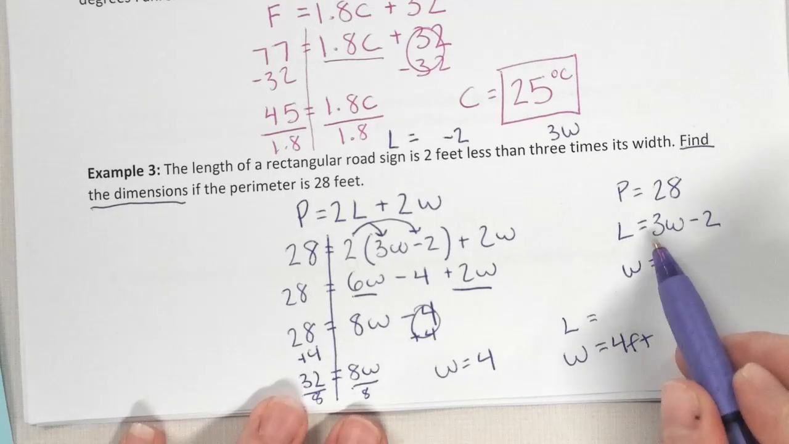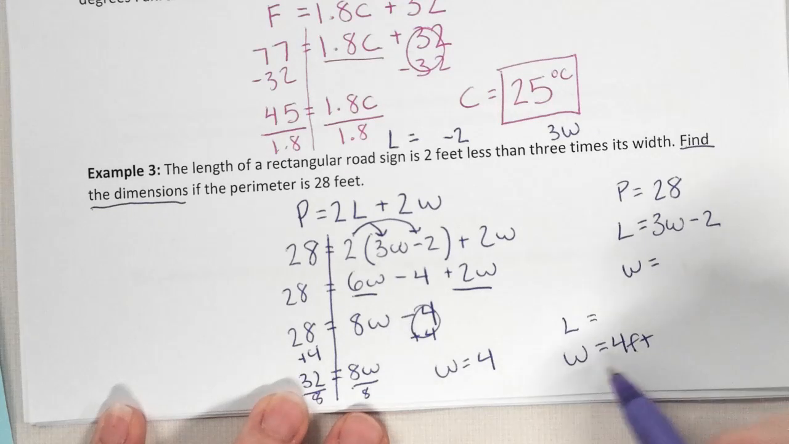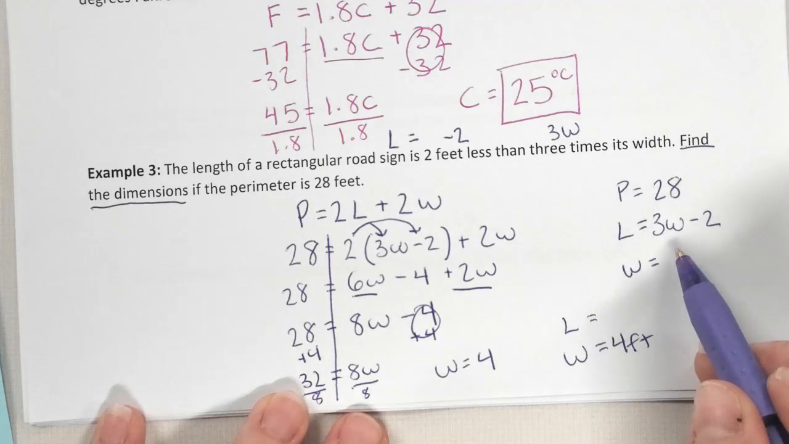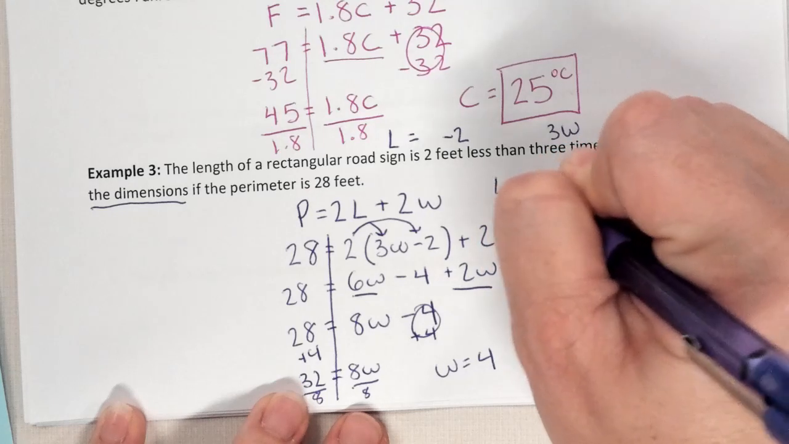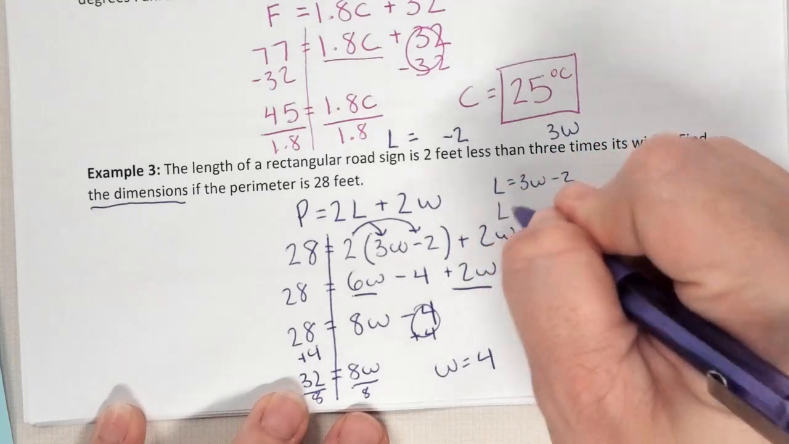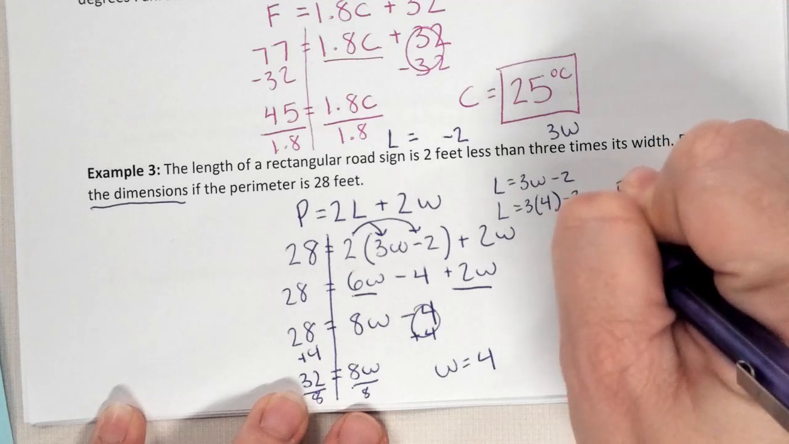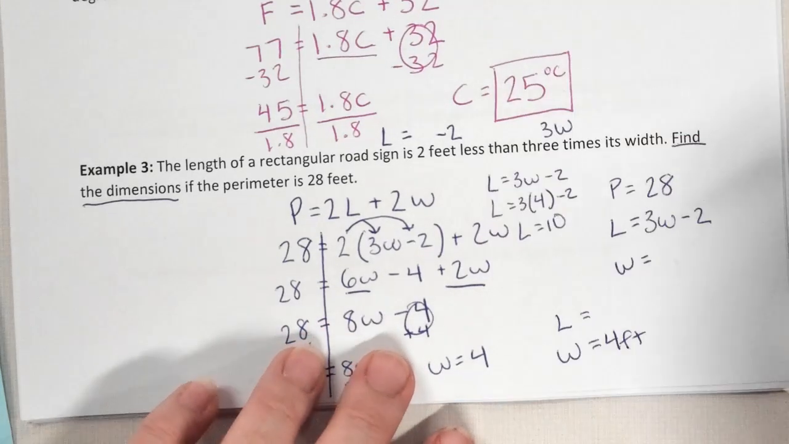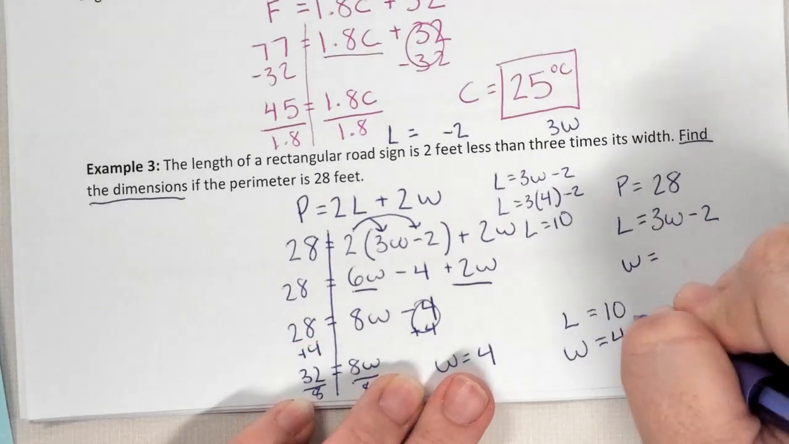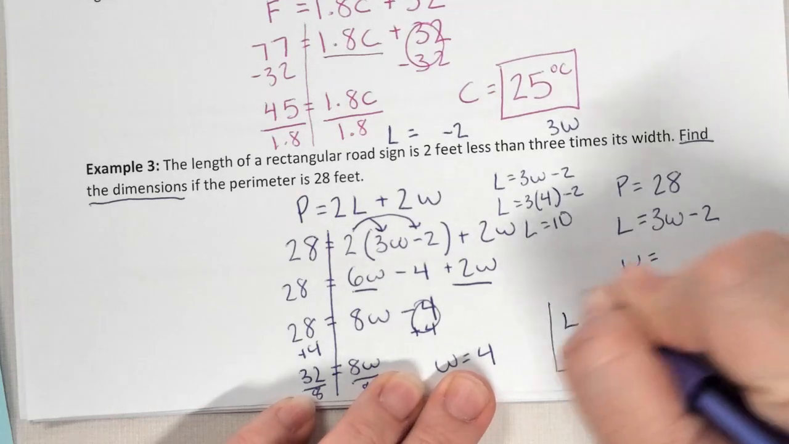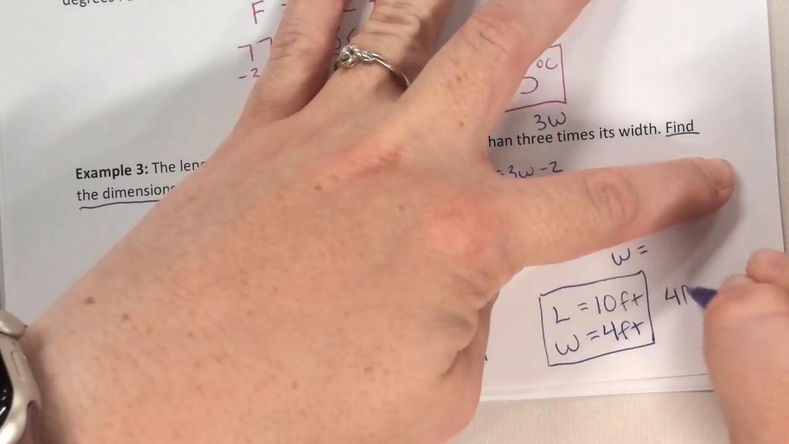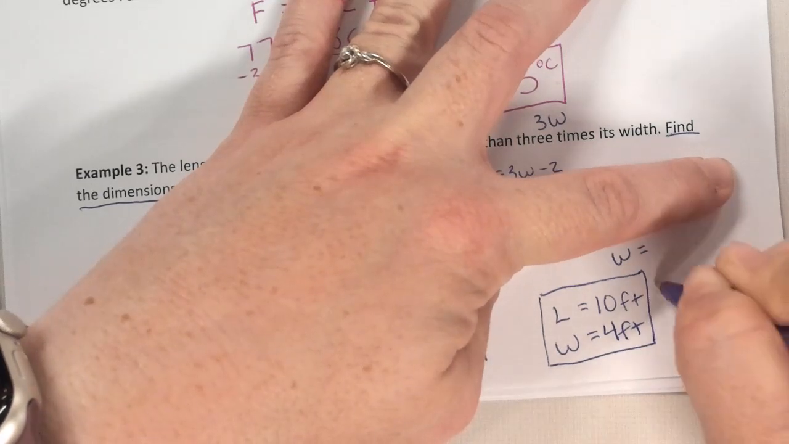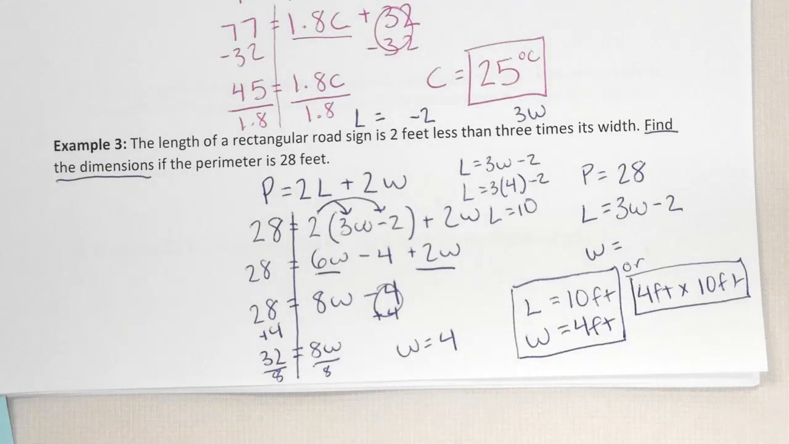Well, don't I know length is 3W minus 2? And I know W is 4, so can I plug it in and solve? Yeah, so I know length is 3W minus 2, and I'm going to plug in 3 times 4 minus 2. You could type that in your calculator, but y'all, what's 3 times 4 minus 2? So did you really need a calculator? 10 what? Feet. So there are your dimensions. You can also see dimensions written 4 feet by 10 feet. So either of those are accepted. As long as you have both, I'm happy.